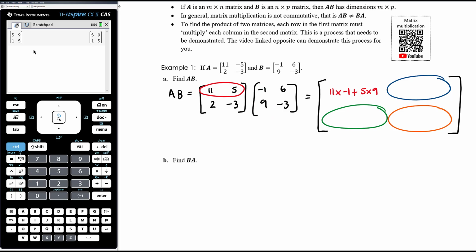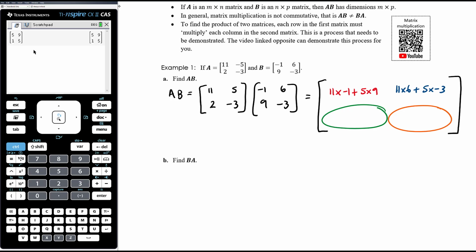Okay, so now we're going to focus on the top right, and we're going to obtain that when we multiply the top row times the right column. Again, I'm imagining flipping this around so that it is 11, 5, and multiplying 11 times 6 plus 5 times negative 3. Whatever that is, that will give me my number in the top right.